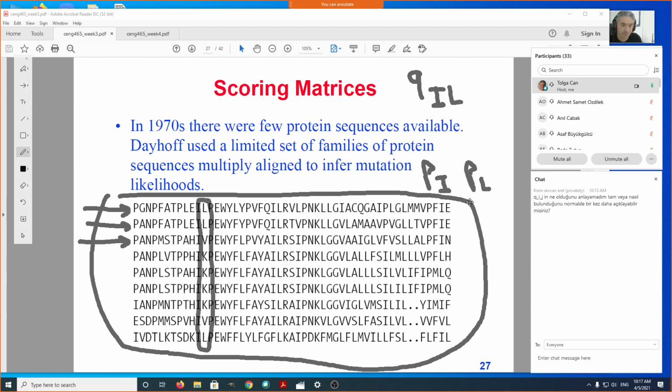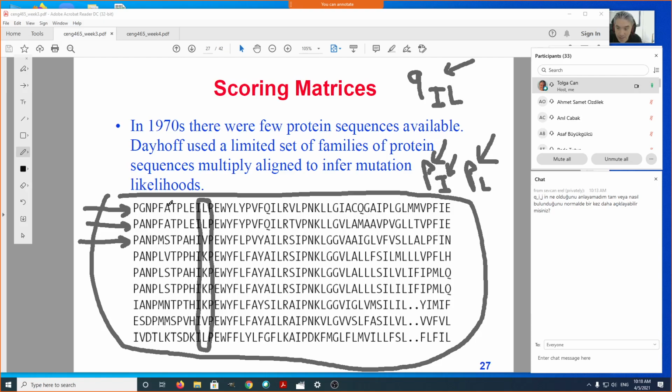All right, so how do you figure out what Pi is? Count how many amino acids you have here. Count all of them: 1, 2, 3, 4, 5, 6, 7, 8. So count all individual amino acids. How many of them are I's? That ratio is Pi. How many of them are L's compared to all of the amino acids here? That ratio is PL. So Pi times PL is the probability that we are going to observe them together.